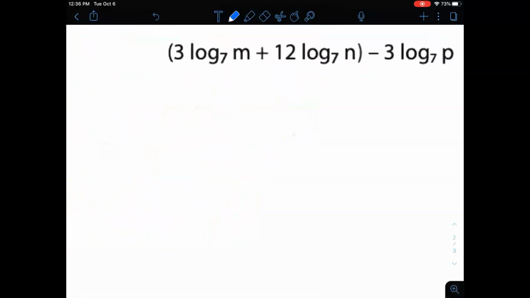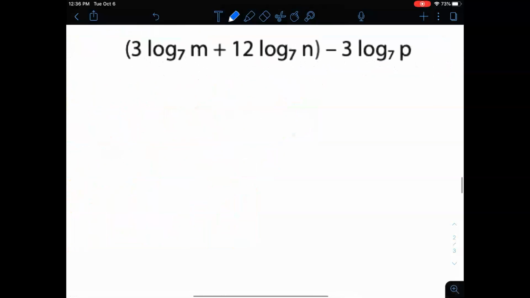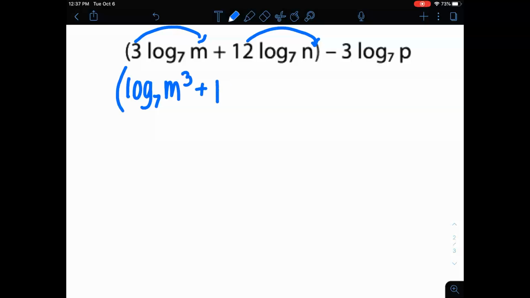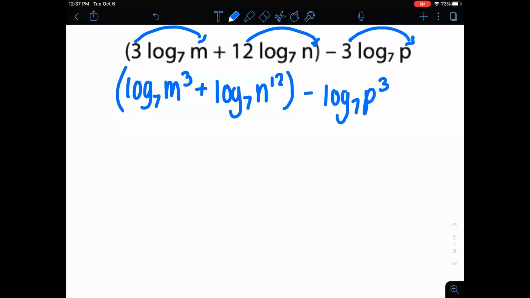If I look at my next problem, it looks very, very similar. It starts off the same way. So I've got to get those coefficients as powers. I'm going to turn log base 7 of m, which has that 3, and log base 7 of n to the power of 12. I'm going to keep that, of course, inside my parentheses, but it actually looks like the one outside as well has a power, so that becomes to the power of 3.